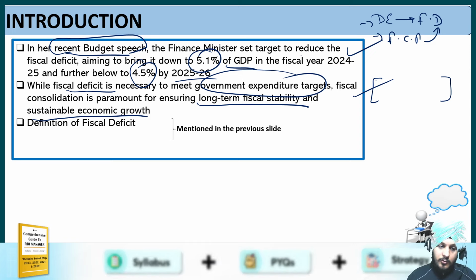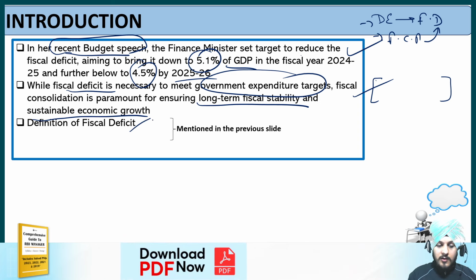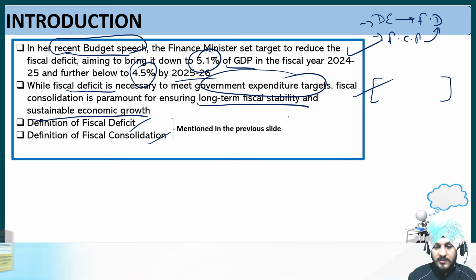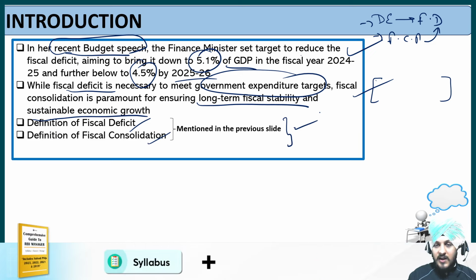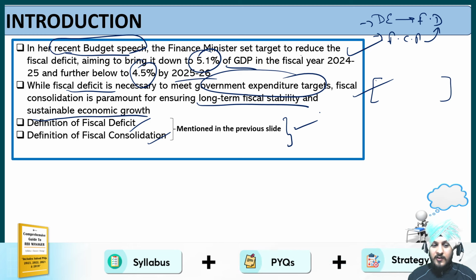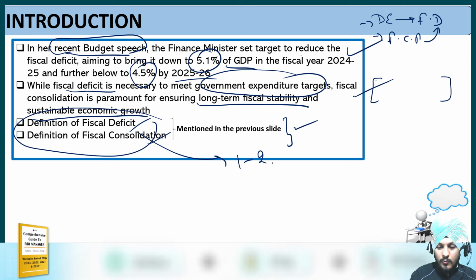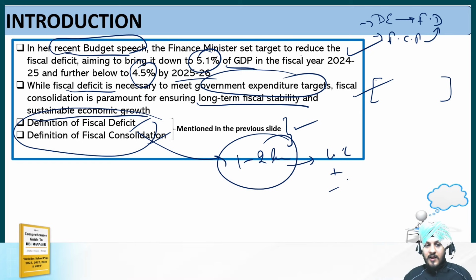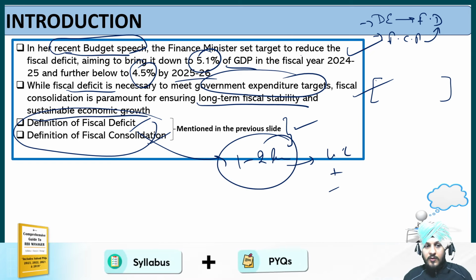Then after that, you can mention the definition of the fiscal deficit and the fiscal consolidation, so that the examiner knows that you have a proper understanding of it. But don't stretch it too much, write it within 1 to 2 lines, so that you do not cross the word limit, and also you can save time. So be as relevant as you can as per the demand of the question.